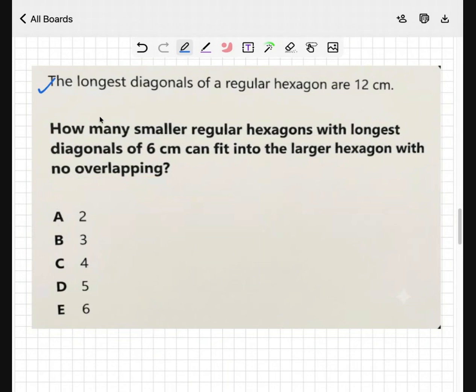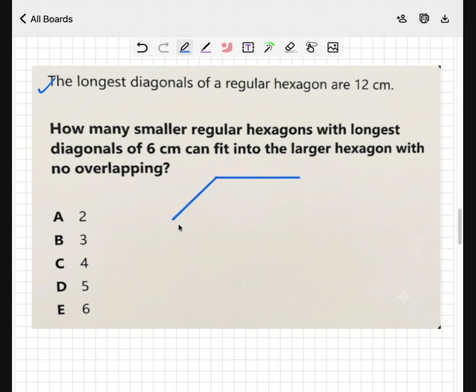Hi there. So this question is also quite tricky. The longest diagonal of a regular hexagon is 12 centimeters. How many smaller regular hexagons with longest diagonal 6, which is half of this, can fit into the larger hexagon with no overlapping?